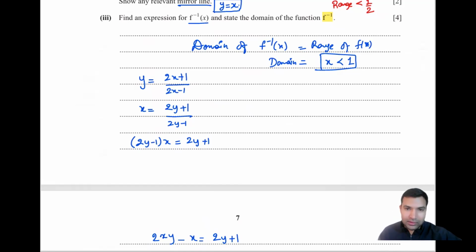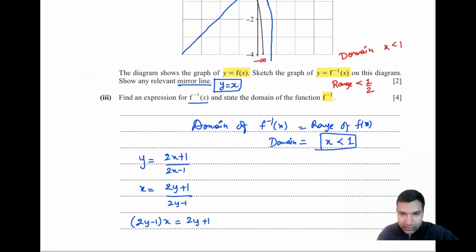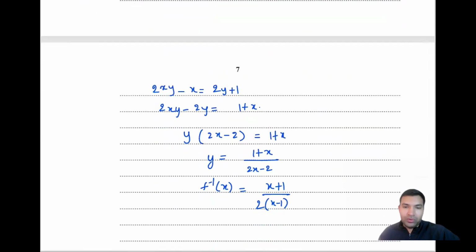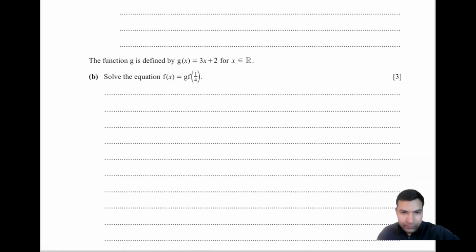Whenever inverse is asked, always think of domain and range. The domain of f of x will become the range of f inverse of x and vice versa. The range of f of x will become the domain of f inverse of x. And the line of mirror is what? y equal to x. Always. Inverse exists about y equal to x. Okay. Because input will become output and output will become input.